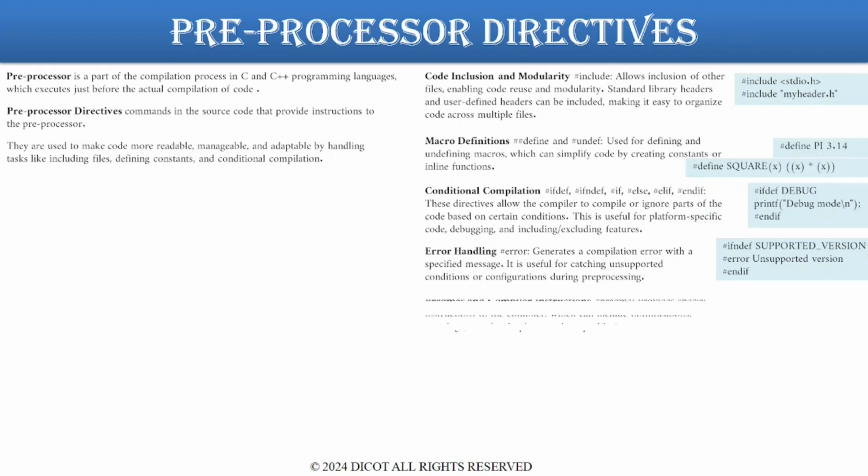Pragmas and compiler instructions. #pragma provides special instructions to the compiler, which can include optimization, warnings, or other implementation-specific features. #pragma once is a preprocessor directive in C and C++ that ensures a header file is included only once in a single compilation. It prevents multiple inclusions of the same file, which can lead to errors due to redefinition of classes, functions, or variables.